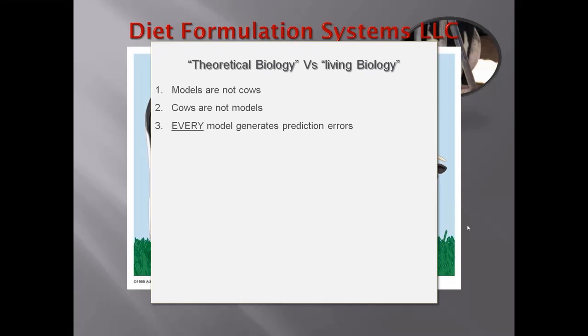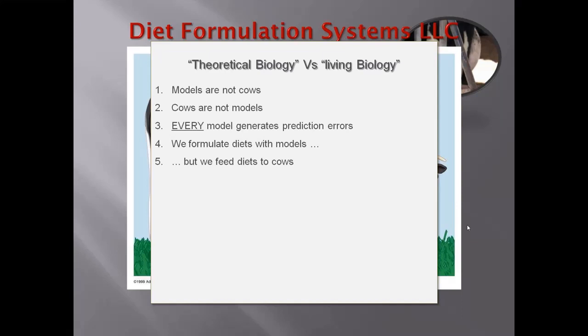Every model generates prediction errors. It doesn't matter what it is. And that's to be accepted. That's because we're dealing with a very complex metabolic system, and we just don't know everything there is to know about it. It's unlikely if we did that we'd actually put it into a system of equations that would account for every variation possible on an infinite continuum.